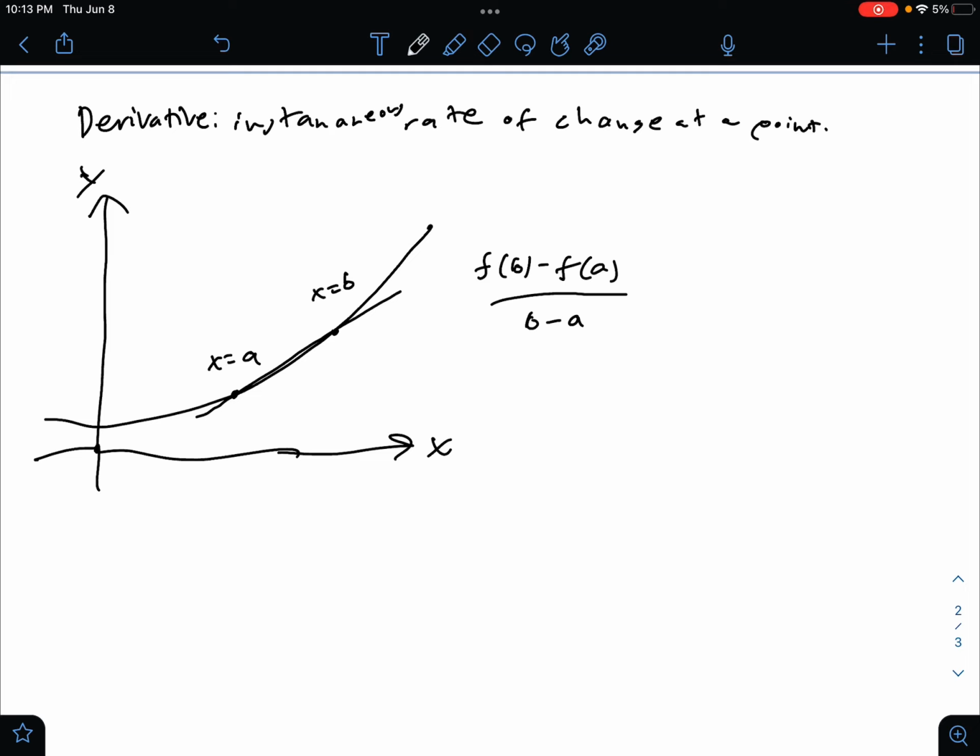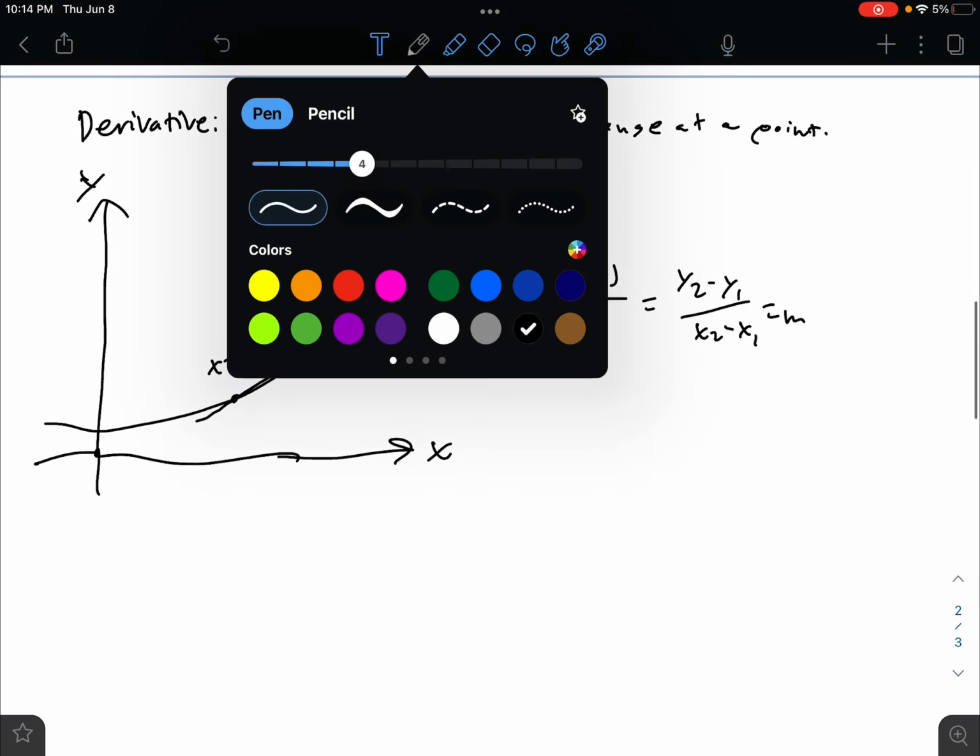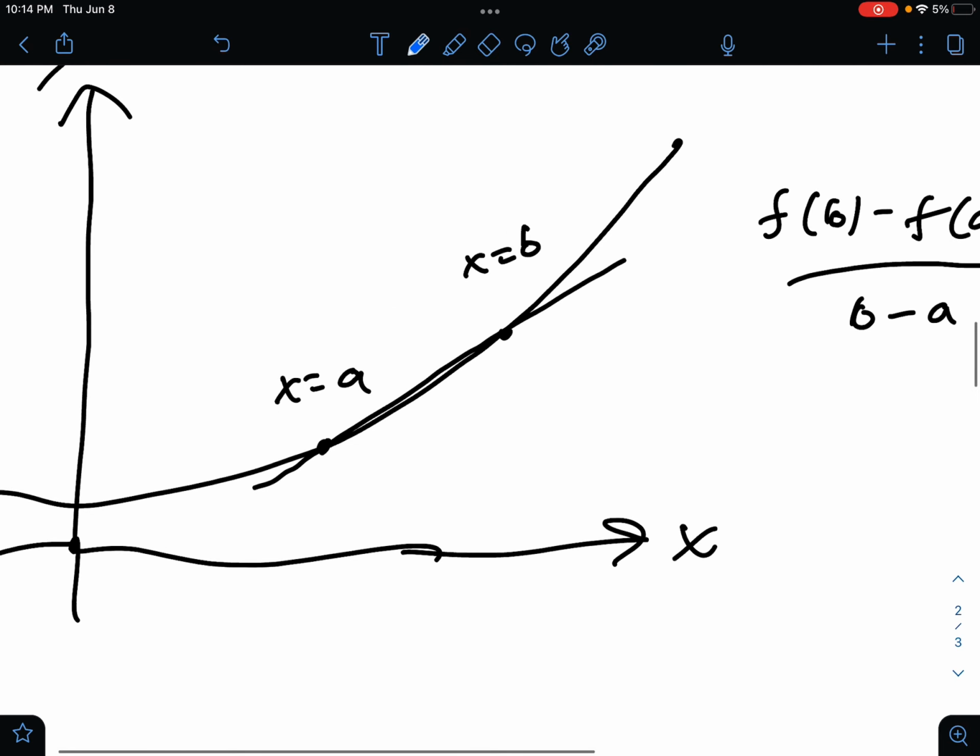What does this look like? You guessed it, it's the slope formula. Now, we want this to be as exact as possible. This is just an estimation. But what if we brought x equals b even closer? Let's say we picked another point, x equals c. We picked x equals c to be here.